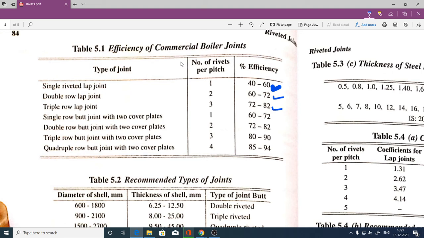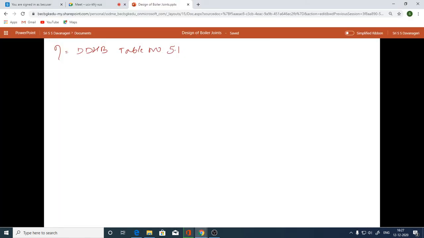Next, if it is a single row butt joint with 2 cover plates, you need to check how many rivets are going to come into picture. Suppose it is 4 rivets, then you can select efficiency from 85 to 94. It is a range, you can select in between. Let us take an example. Now we have a double row butt joint with 2 cover plates. Now efficiency ranges 72 to 82. Now I will go for 80 as the efficiency. You can select from table number 5.1.